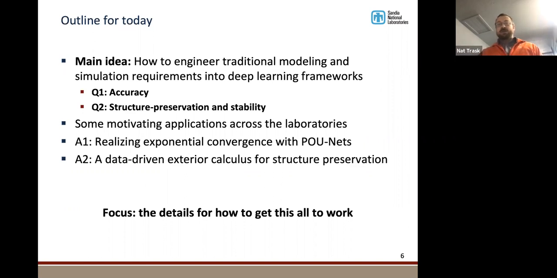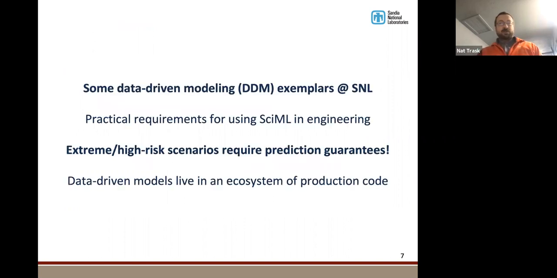So you need to provide these sort of guarantees about stability, that it's not going to lead to physically unrealizable solutions and so on. And so these kinds of requirements lead to these practical environments. So in any of these extreme or high risk scenarios, you have to address these two phenomena.